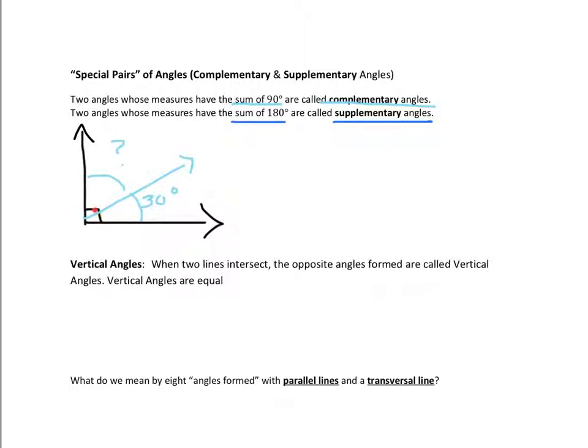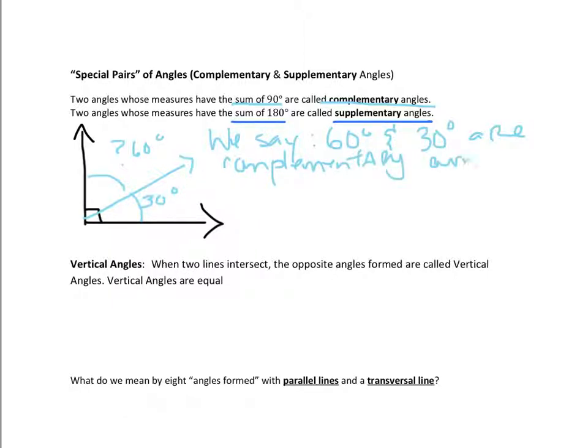Well, this is 90 degrees, so 30 plus what is 90? Well, this must be 60 degrees. So we say that 60 degrees and 30 degrees are complementary angles, right? Or, the complement of 60 is 30. The complement of 30 is 60.